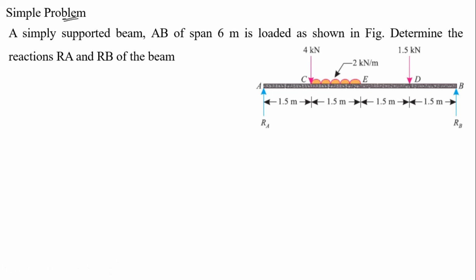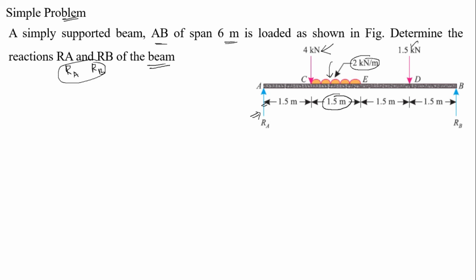Next, it's a simple problem. A simply supported beam AB of span 6 meter is loaded as shown in the figure. Determine the reactions RA and RB of the beam. The beam is subjected to a point load and a uniformly distributed load. The load is distributed uniformly along the length of 1.5 meter, with a load of 2 kilonewton per meter, and one more point load is there. The beam is supported by simple supports. So now we are going to calculate RA and RB.